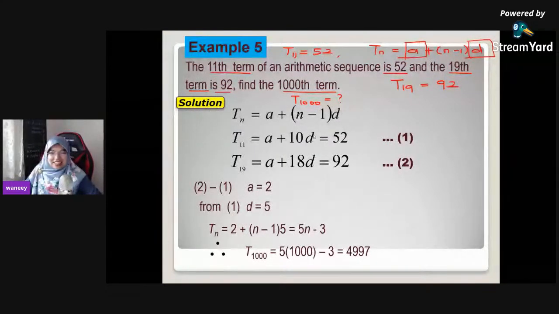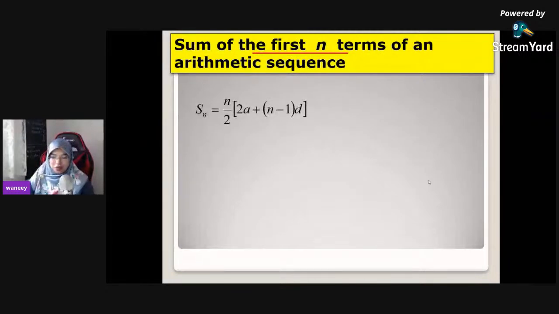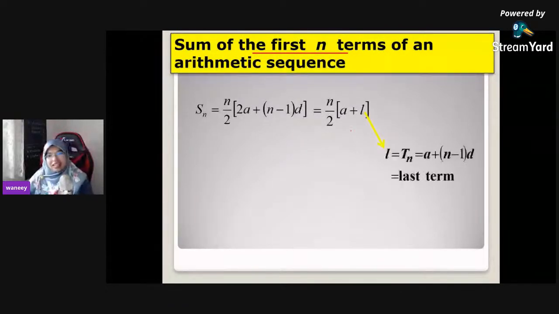Okay, next. Right, so sum of the first n terms of an arithmetic sequence. We actually have two formulas for them. You can either use n over 2 times (2a plus n minus 1 d), or you can use n over 2 times (a plus l). So what is the difference between them? What is l? l is actually Tn, or the last term.